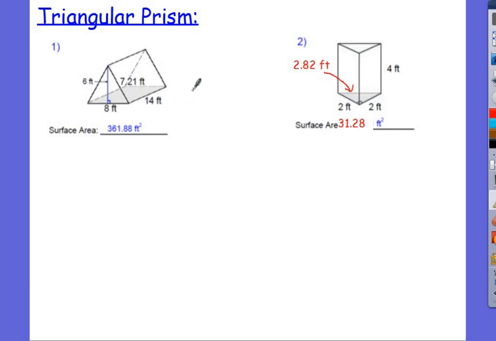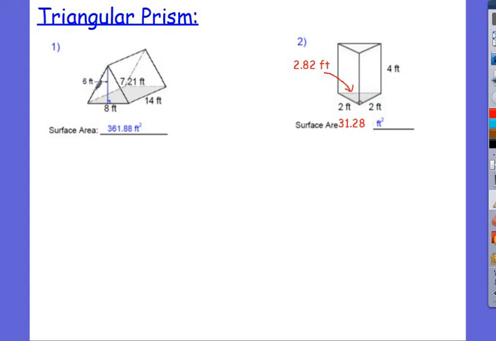Rectangles. This shape kind of looks like all of them are the same size, but not always are they all the same size. For instance, on this number 1 example, look at its base. Its base dimensions is what? 8 by 14. Well, look at this tall side here. It's 7.21 by what? 14. Is that the same as the base? No.